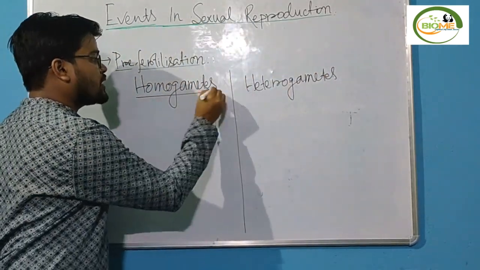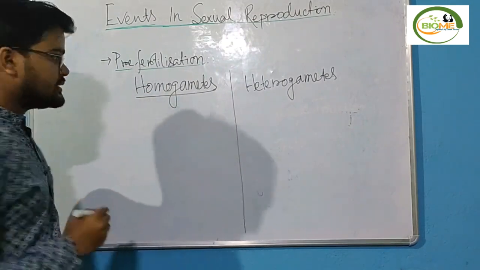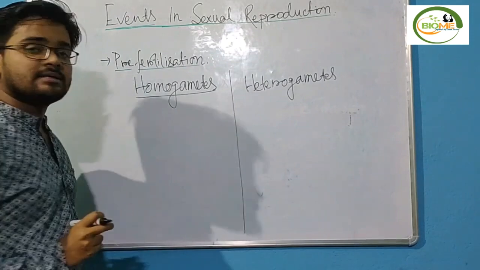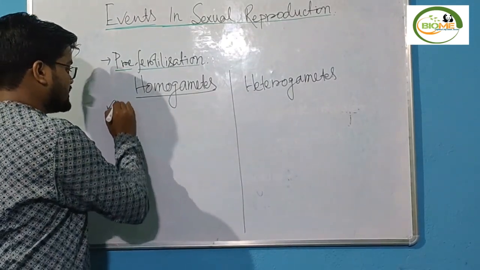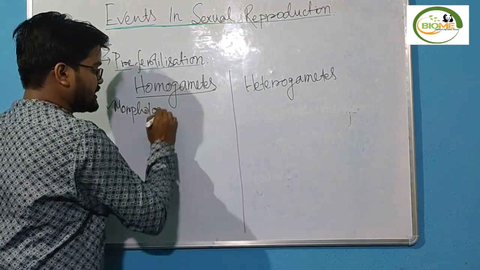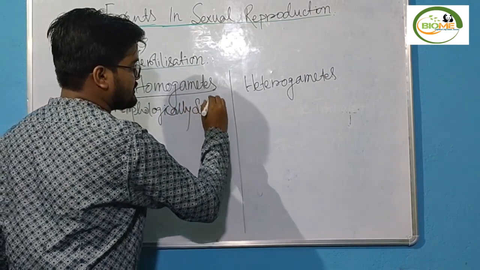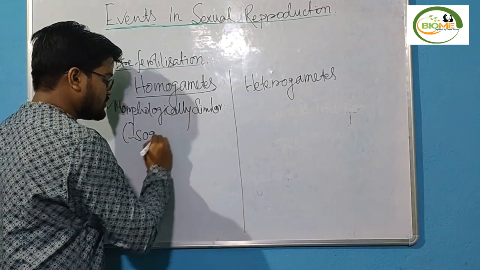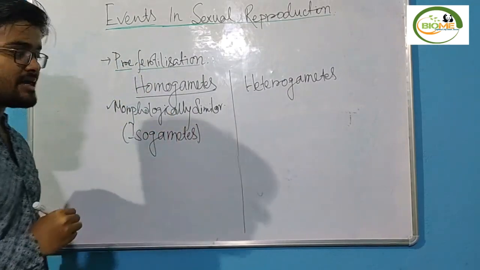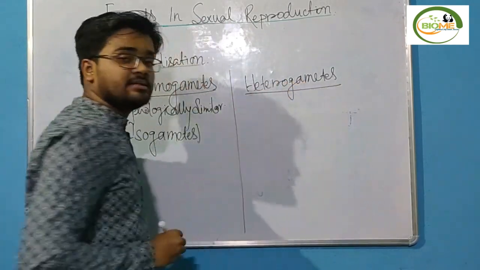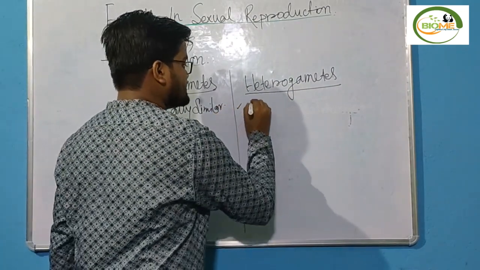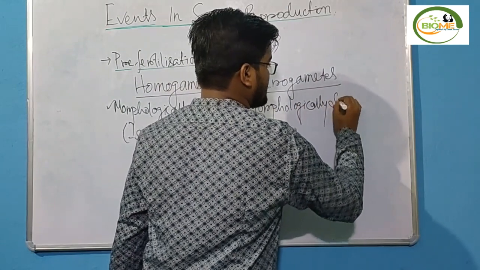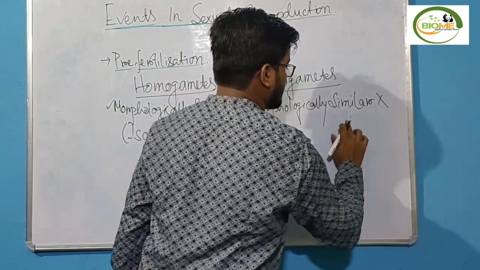So what is meant by homogametes? Homo means same. If the gametes are similar in morphology, then they are called homogametes. That means they are morphologically similar or identical, and so they are also called isogametes. And hetero means different. That means these gametes are not at all morphologically similar.